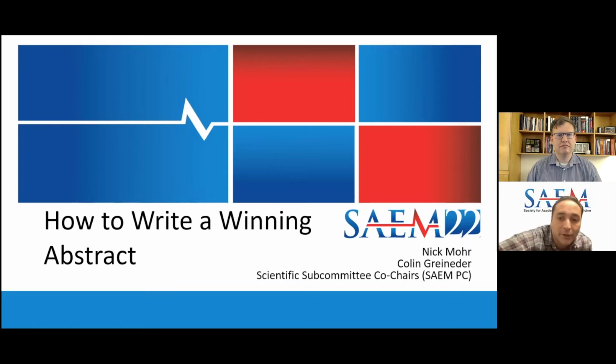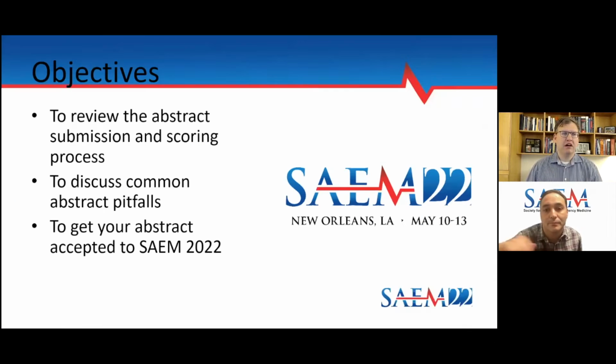During the first part of the talk, Nick and I are going to go over the sections of an abstract and our review criteria, and then I'm going to go over some examples of pitfalls and tips as to how you can make your abstract really stand out. Thanks, Colin. I really agree that the abstracts keep getting stronger every year. This morning, we're going to talk about the abstract submission and the scoring process. We'll talk a little bit about some common pitfalls that we see in abstract submissions. And then we're going to talk about how you can get your abstract submitted and accepted to present at SAEM 2022.